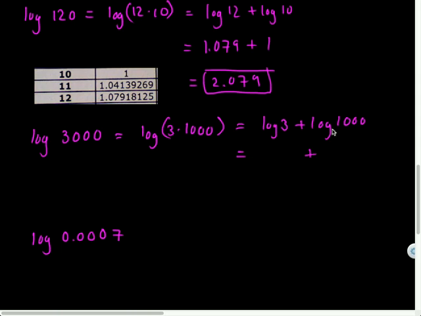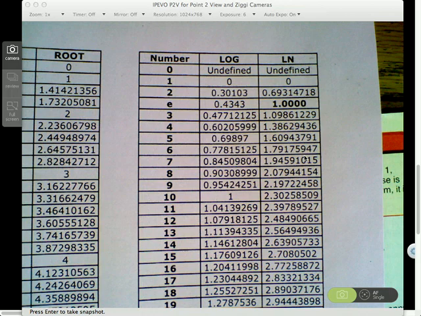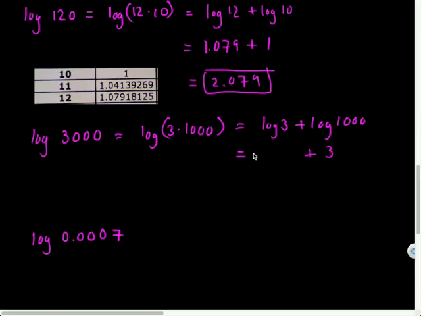Log of 1,000 is 3. I could actually have said that's 10 to the third. I do happen to have log of 1,000 on this, but if I didn't know it, log of 10 to the third, and then power property, I could pull the 3 out front. So that's just 3. And log of 3 is, oh, we actually had that already. That's the 0.477. So I end up with 3.477.